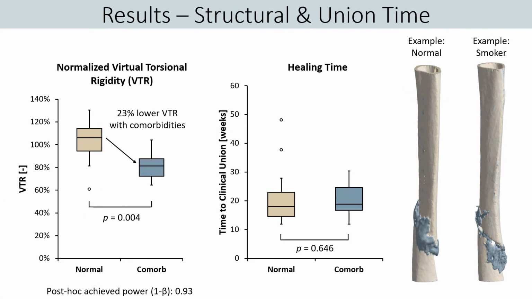In contrast, we saw a dramatic difference in the virtual mechanical testing results between these groups. Patients with comorbidities had 23% lower VTR than the normal group, a difference that was statistically significant. We compared this finding to the clinical union assessment performed by the surgeon and saw a slight tendency towards longer healing times in the comorbidity group, which was not significant.